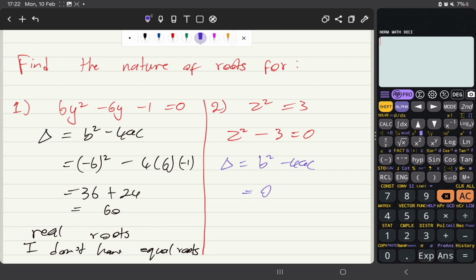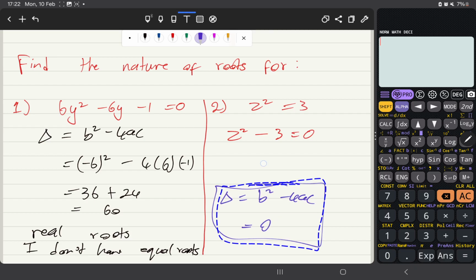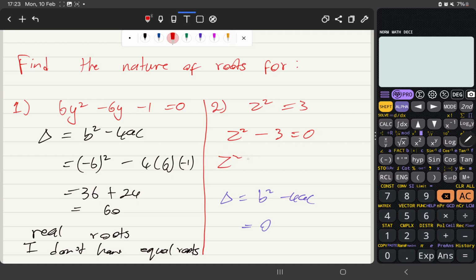I do not have a b, so perhaps to make it a bit clearer, let me rewrite it. Here I can say I have z squared plus 0z minus 3. Very interesting, right? So in this case I can see clearly that my b is 0.